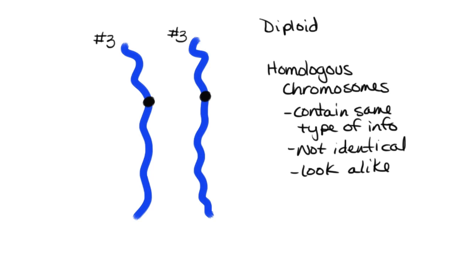So the way that that happens is that one of these chromosomes is going to be inherited from our mom, and that would be in the form of the egg cell. And then one of them is going to be inherited from dad, and that would be in the form of the sperm. And mom and dad do not contain exactly the same genetic information. However, they are going to have similar information.